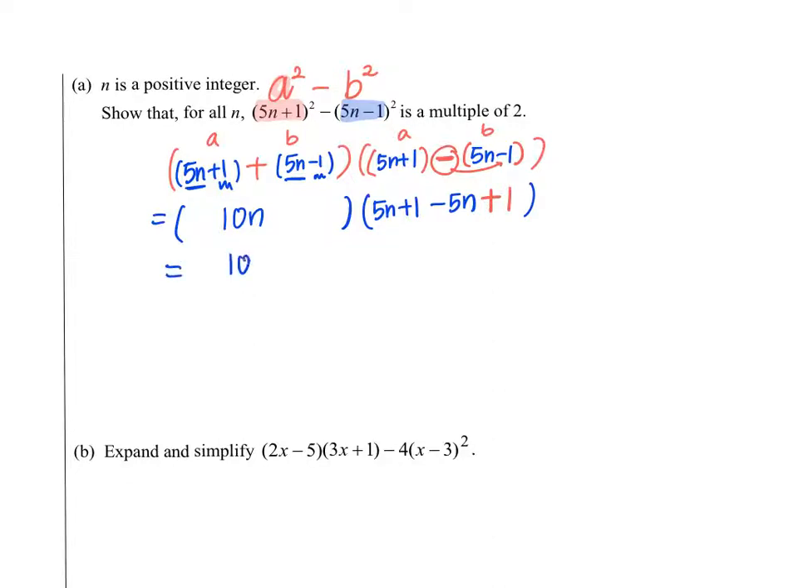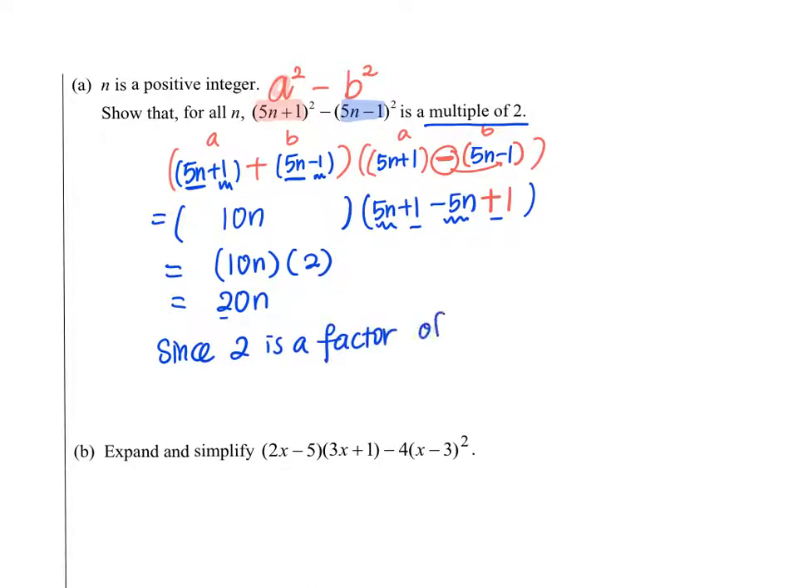And I simplify this. This is 10n. And here is 5n minus 5n, no more 5n. 1 plus 1 gives you 2. Simplify to become 20n. Show that for all n, this is a multiple of 2. If it's a multiple of 2, you look at number 2, 20, right? So this is actually a multiple of 2. How do I know that? Because since 2 is a factor of 20n, it is a multiple of 2.